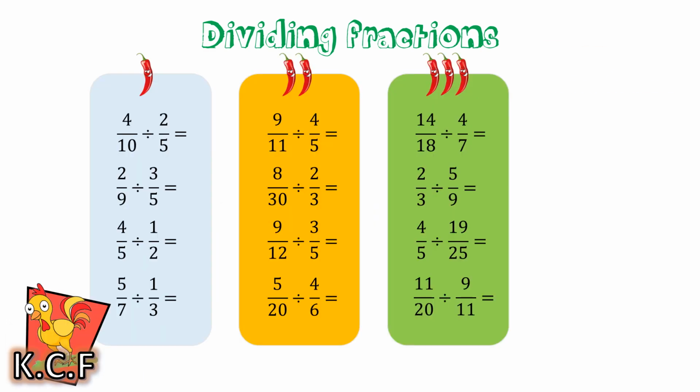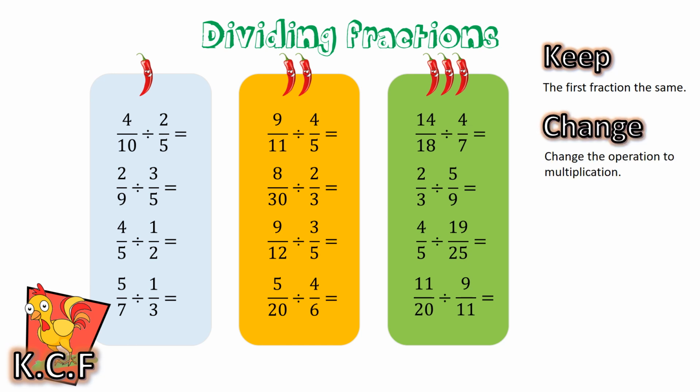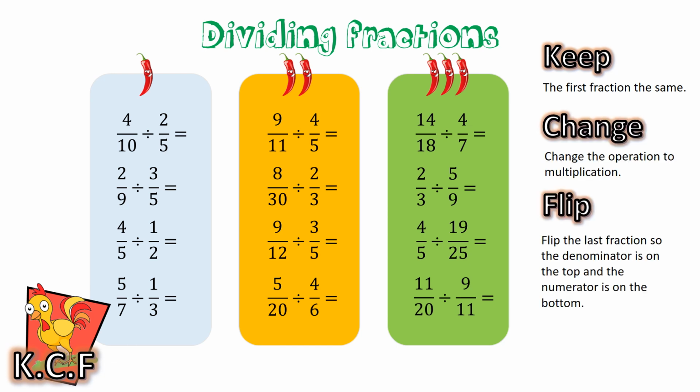So we are going to keep the first fraction the same, change the operation to a multiplication, flip the last fraction so the denominator is on the top and the numerator is on the bottom, and then we're going to complete the calculation.